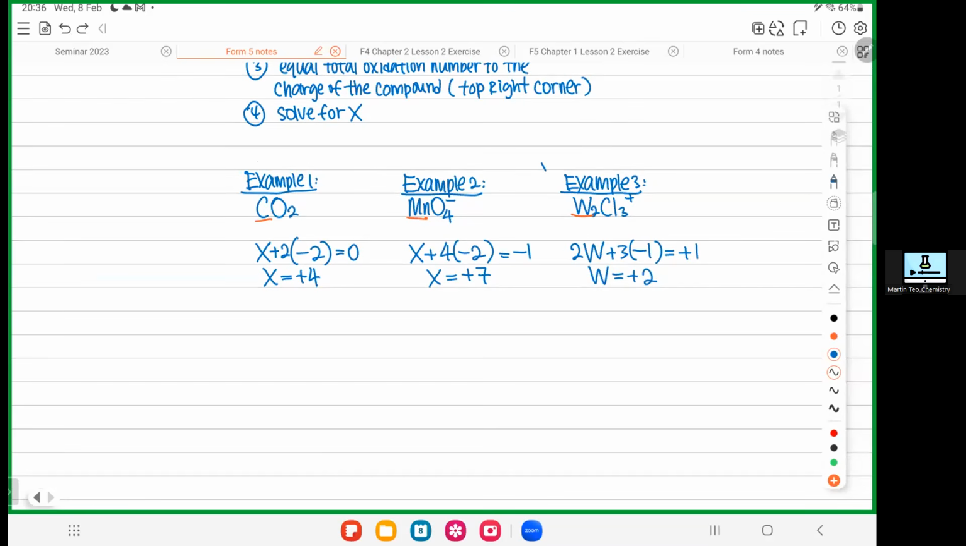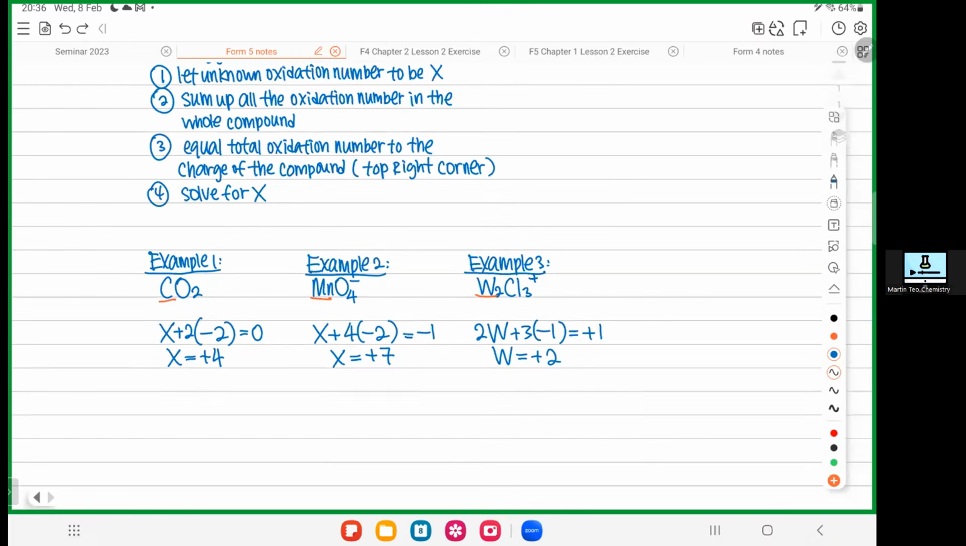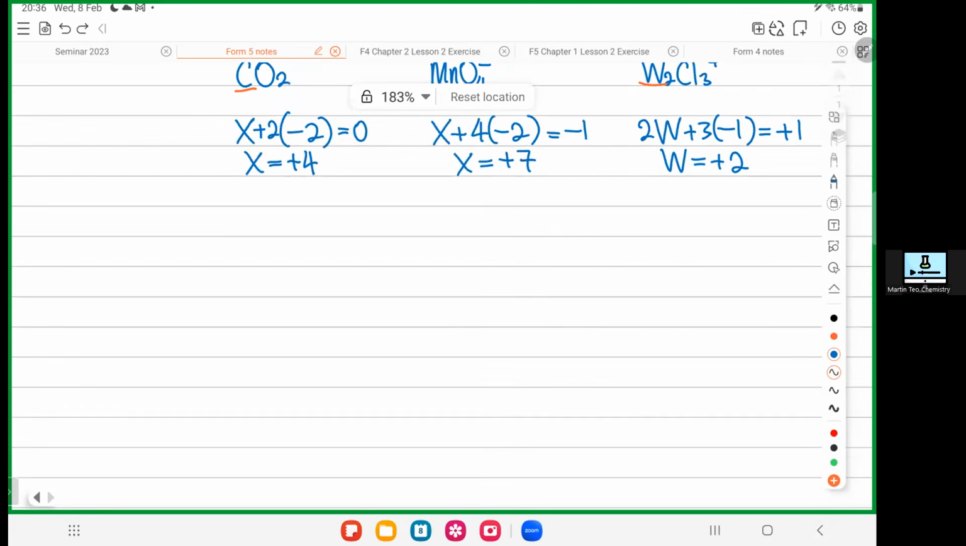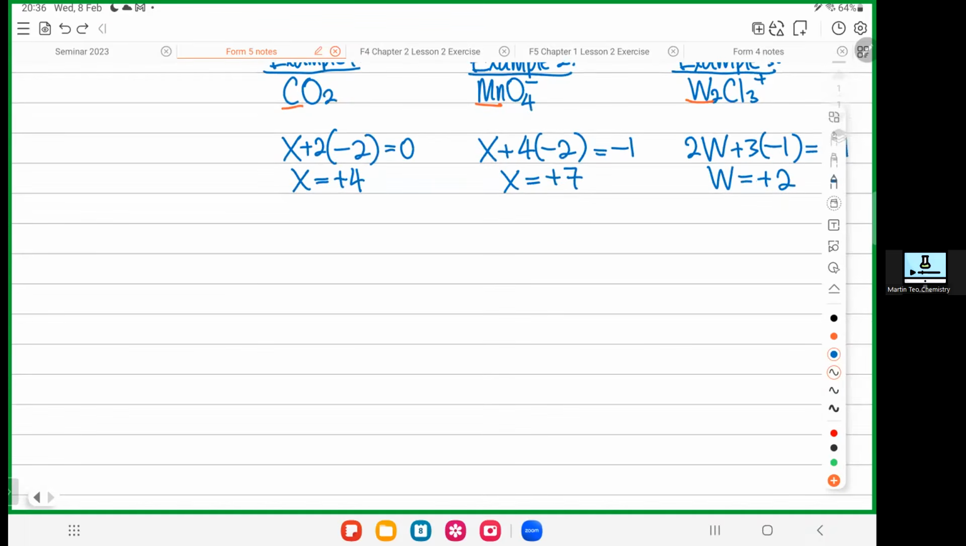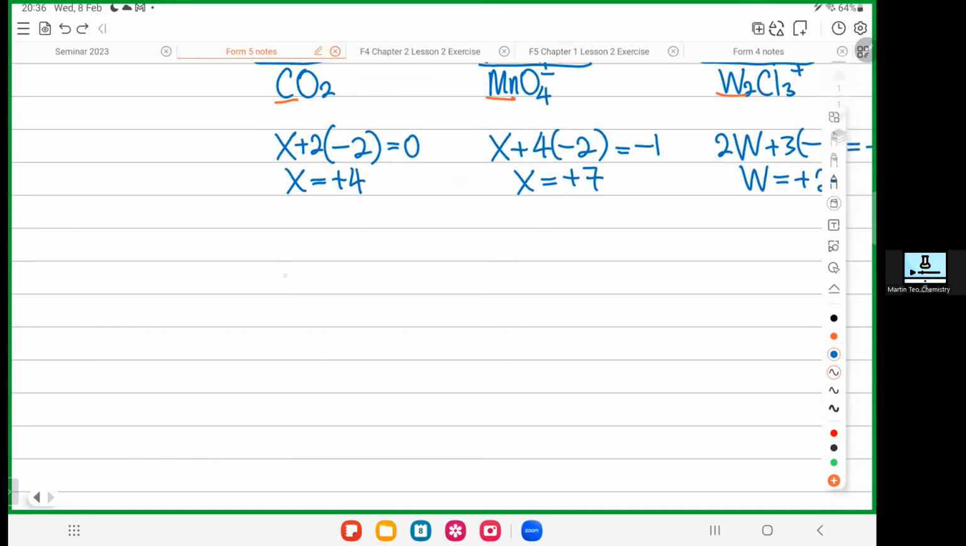Is it possible they only ask you 2 species, like C and O, Mg and O, W and Cl? Can they ask you more than 2 species? Yes, they can ask you more than 2 species, and nothing to worry because the concept is still the same. Example, let me show you another one.